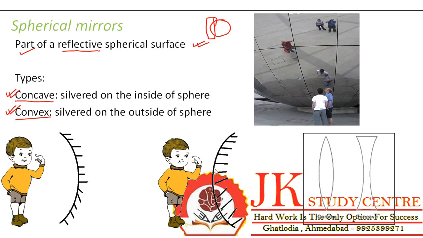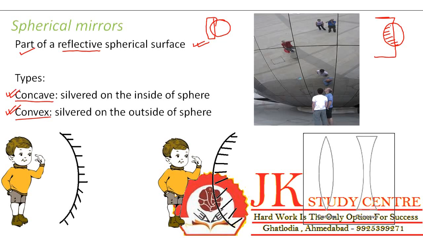Similarly, when we talk about a convex mirror, it is silvered on the outside of the sphere, right? So in this case, if this is a part of a sphere, for example, this is a sphere, right? In the case of a convex mirror, the outside is silvered. That means the inside is not silvered. If you look at the diagram which I have here, it is similar to that, right? So the outside portion is silvered. So the object or the person is standing on this side.